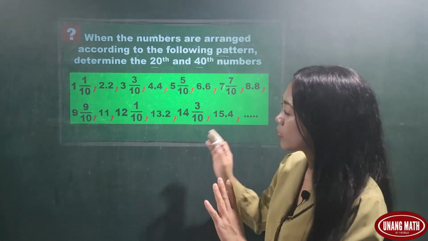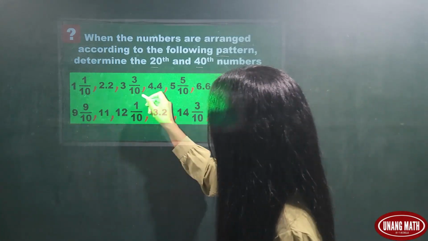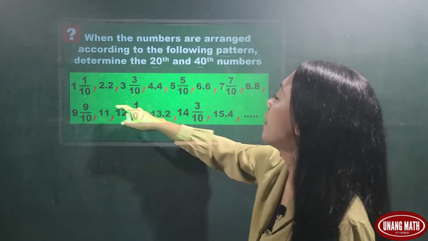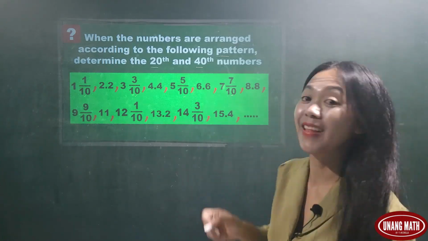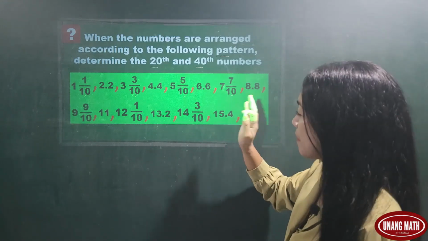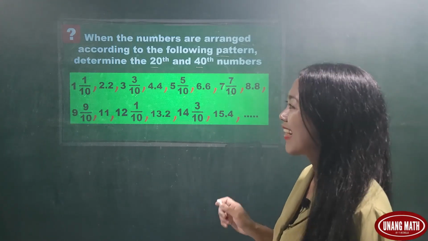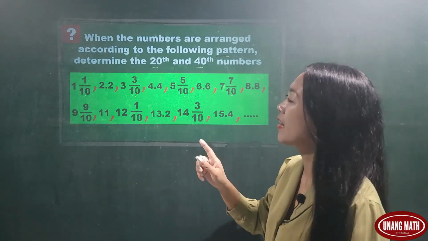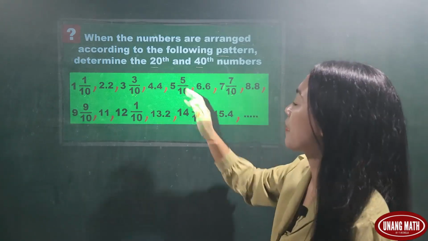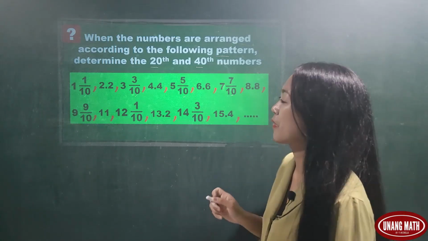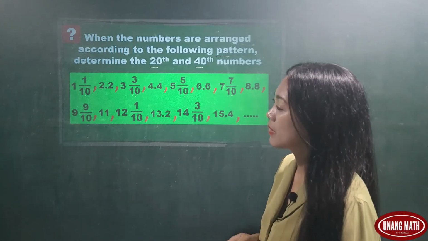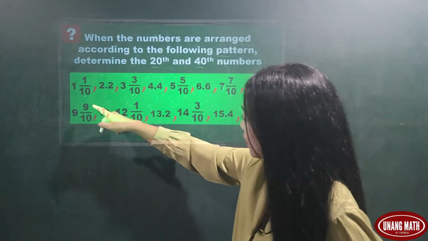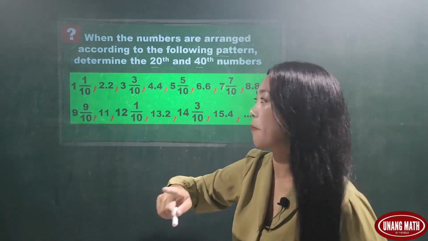Kung titingnan natin mabuti, lahat ng mga denominators ng mga fractions ay 10. Okay, ang mga numerators ay mga odd numbers, even numbers naman ang mga decimal numbers. So, para malaman ang pattern, it's either isulat natin lahat ang mga numbers na ito as fractions or gawin natin lahat ang mga numbers na ito as decimal numbers. Okay, para sa akin, mas madali kung lahat isusulat natin as fractions. Okay, ang mga mixed fraction, i-convert natin to improper fraction.